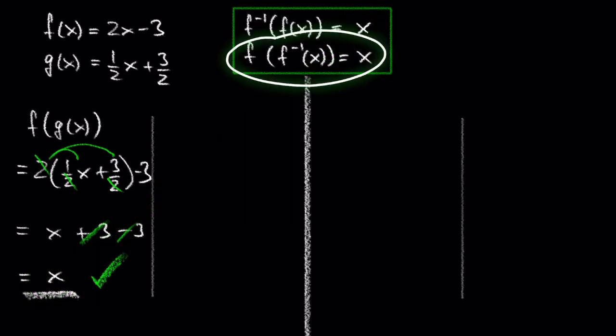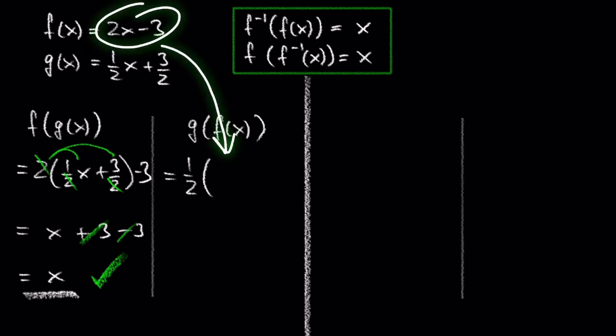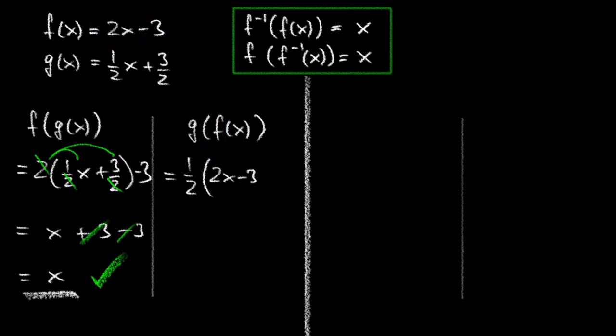Let's check the second statement. g of f of x equals 1/2 times 2x minus 3 plus 3/2. 1/2 times 2x is x, and 1/2 times negative 3 is negative 3/2. Negative 3/2 and 3/2 cancel each other out, so we get just x.